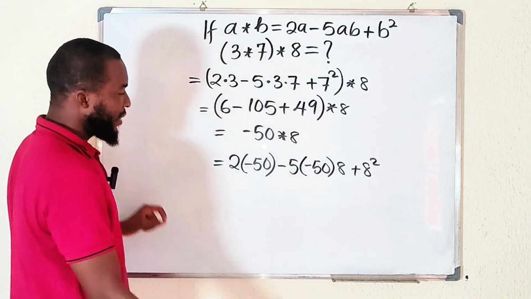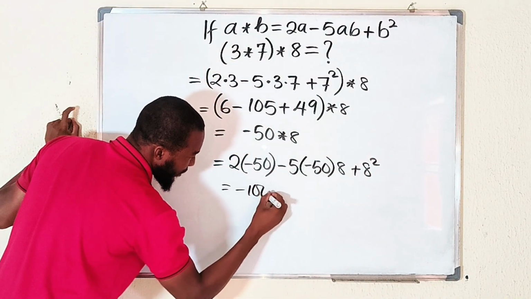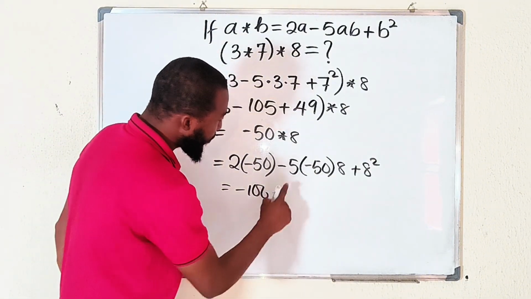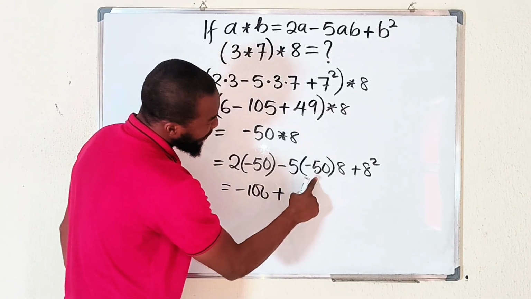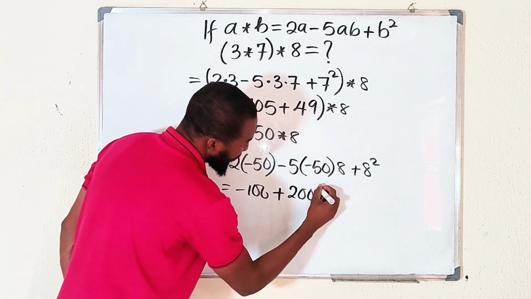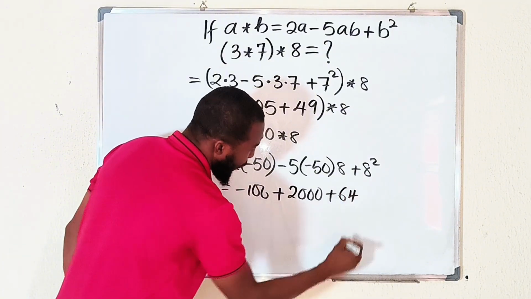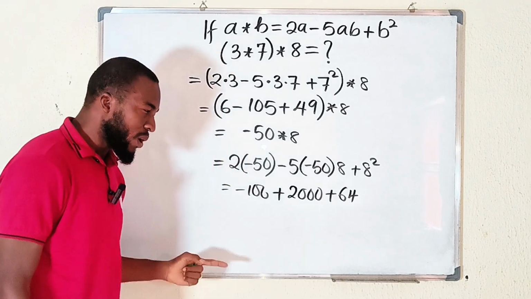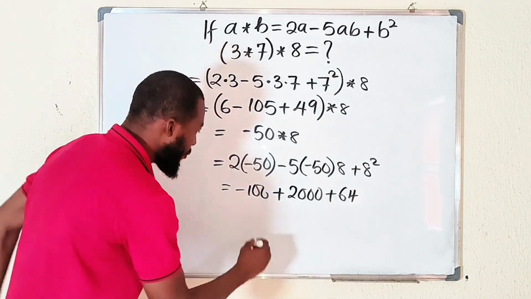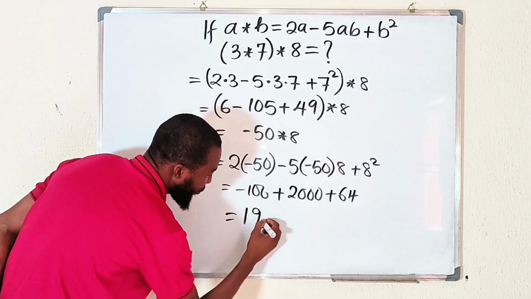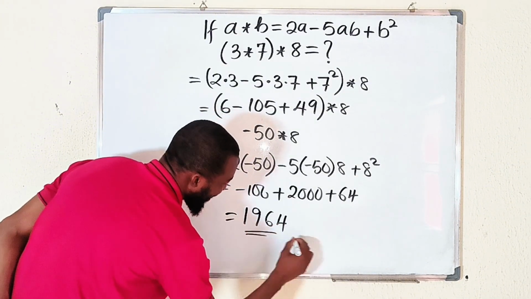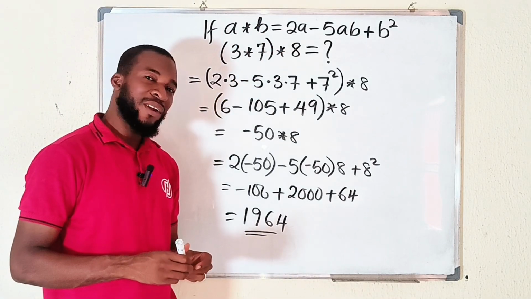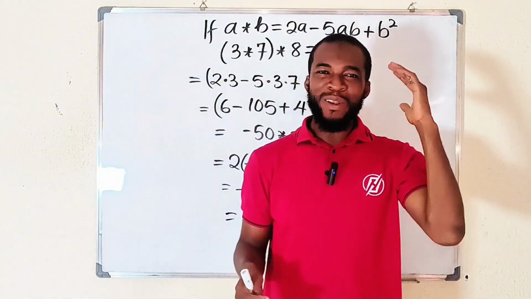This is equal to negative 100, 2 times negative 50. Negative times negative is positive. 5 times 8 is 40, times 50 is 2000. 2000 plus 8 squared, which is 64. Minus 100 plus 2000 will give us 1900. Plus 64 is 1964. Therefore, the whole of this is equivalent to 1964.